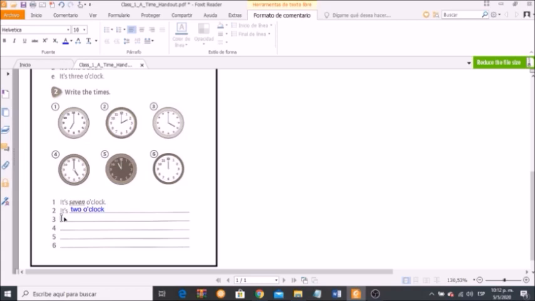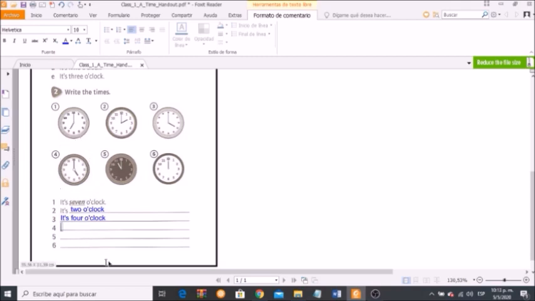Sentence number 3. We know that the sentence is going to start with the word it's. Sabemos entonces que cada vez que expresemos la hora, como ya dijimos anteriormente, vamos a empezar con la palabra it's, con el pronombre it's, que si se fijan, tiene acá la S del verbo to be. It is, or it's. It's... And what time is it in this clock? Very good. It's 4 o'clock.